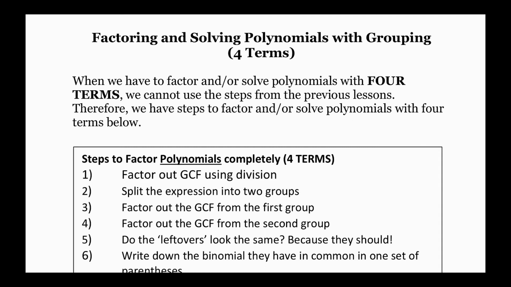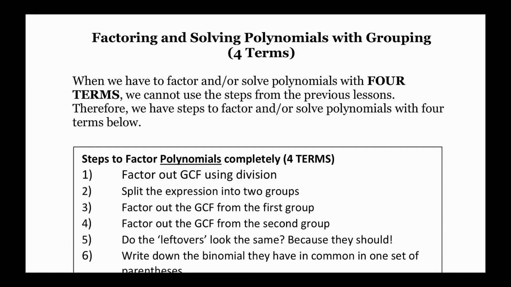Grouping is new, and if you look at the problems on the inside, how do they look different than the ones we've been doing? There's four terms. They're longer, right? So if we're trying to factor or solve something with four terms, we can't use the same steps we've been using in the past because they're not trinomials. They're not binomials. If they are, use those steps. Okay, that's review. But today we're going to have things with four terms in them. So what do we do to factor and solve those? Well, we have some new steps.